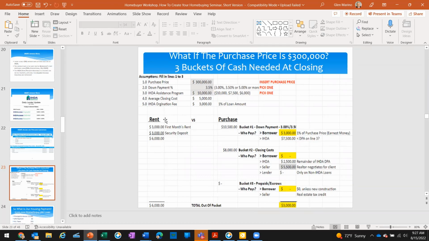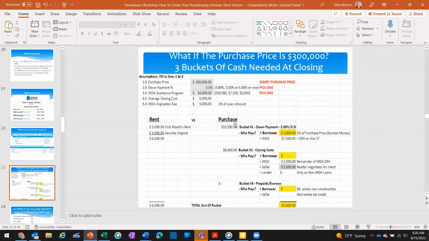So if we were to rent, say, okay, I don't have the necessary down payment, I've got $6,000 in the bank. I've got $3,000 for first month's rent, $3,000 for security deposit, and I've got $6,000. How can I become a buyer with only $6,000?